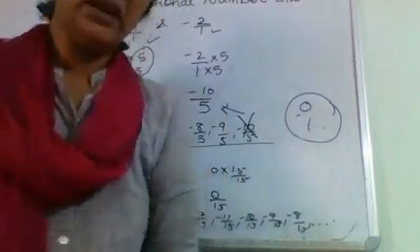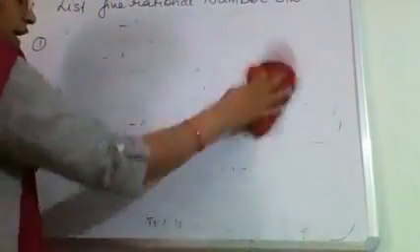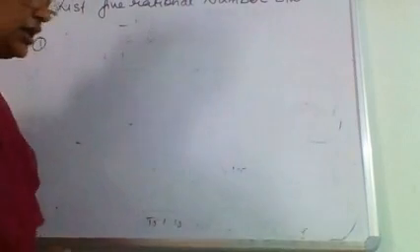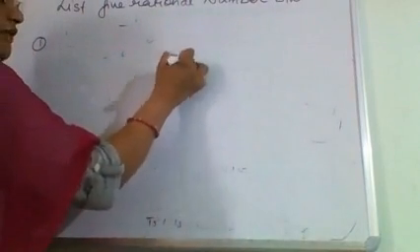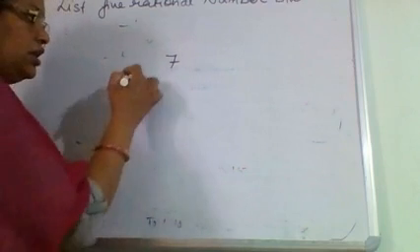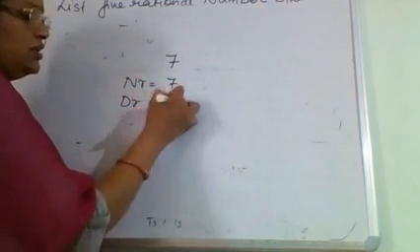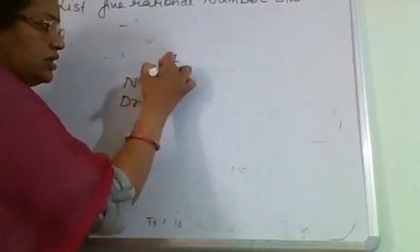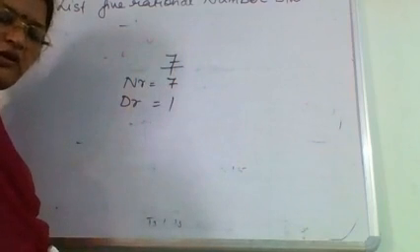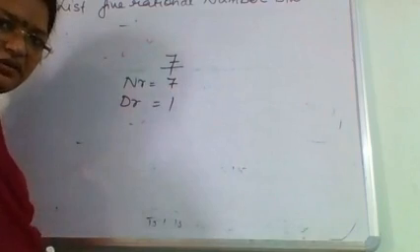Here I would like to explain this thing. If somebody asks a question like this, 7, what is the numerator and what is the denominator? So the numerator is equal to 7 and the denominator is equal to 1, because there is a hidden denominator over here. For every number, the hidden denominator is 1. Okay?